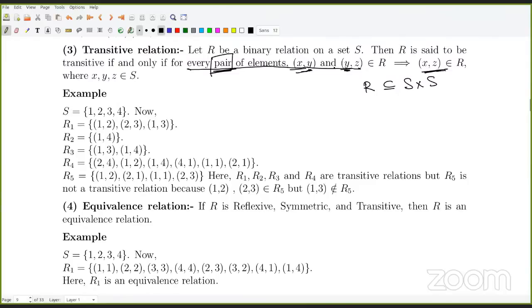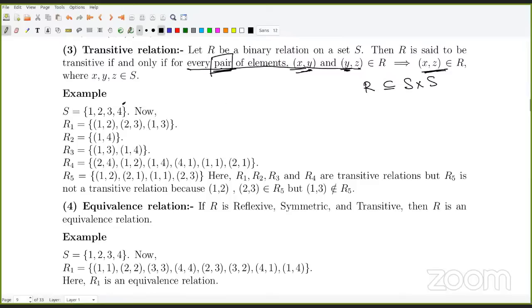Okay. Now let's see some examples which I was discussing yesterday, and you will get some idea. If I have a set S = {1, 2, 3, 4}, now my set S is 1, 2, 3, 4. Now if you see, R1 is defined as (1,2), (2,3) and (1,3). So there are 3 elements in R1. Now let us check whether this is transitive or not.